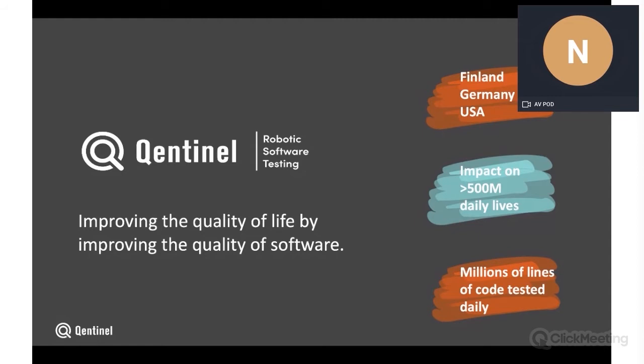Our current impact on people's daily life is over 500 million, and that's something we take extreme pride in. And to give you a context, millions of lines of code are tested either on our product or through our services. Our mission, as you might have read it already, is improving the quality of life by improving the quality of software. And that makes complete sense in today's digital world, because a lot of life experience, more and more so ever in these COVID times, is tied to the quality of software. So that's briefly about the company.